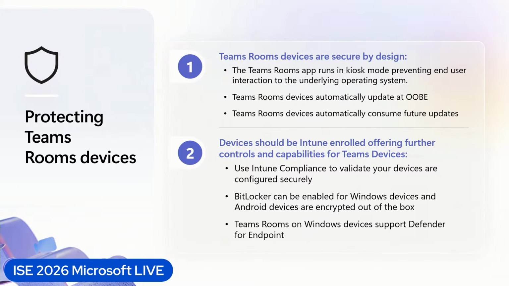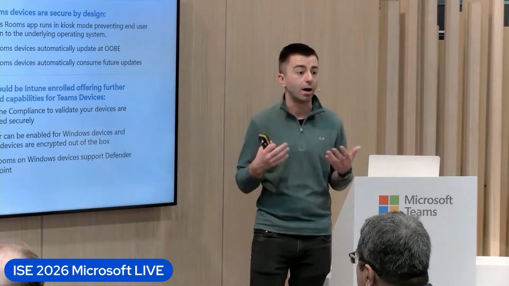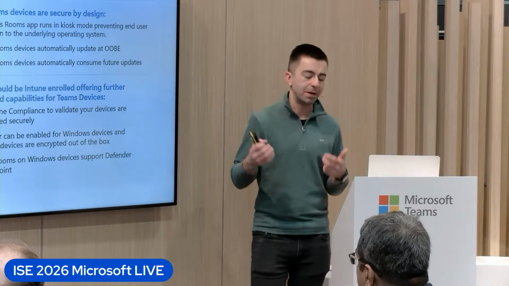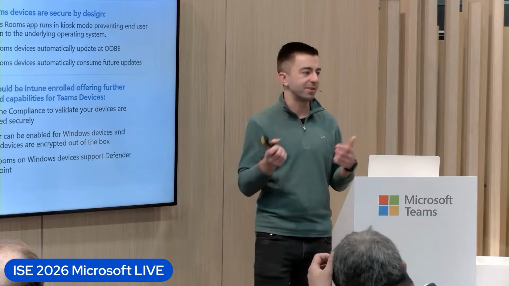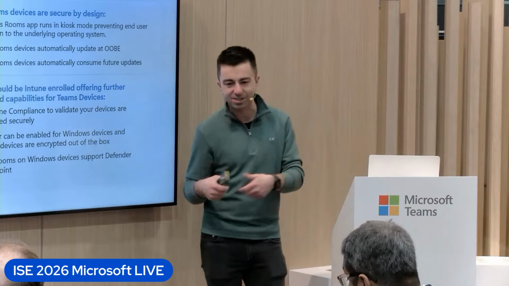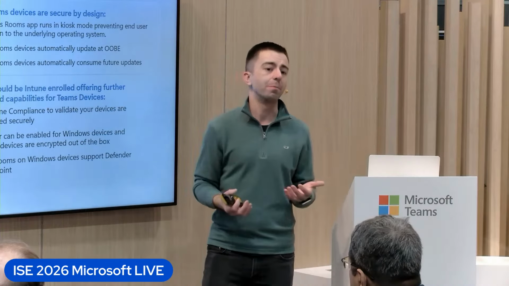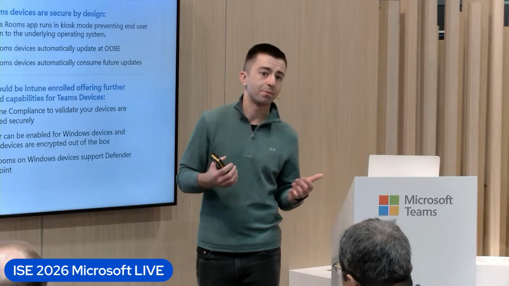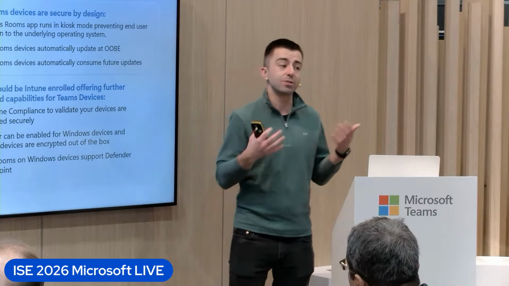We don't enable BitLocker by default on Windows devices, and encryption of the storage by default. Reason being, we don't store any PII or any company data on a Teams Rooms device. So even if somebody picked up that device, walked out of an office, took it home, and got into the hard drive and started digging through, there's no meeting information, there's no company information stored on that device. So it doesn't really matter.